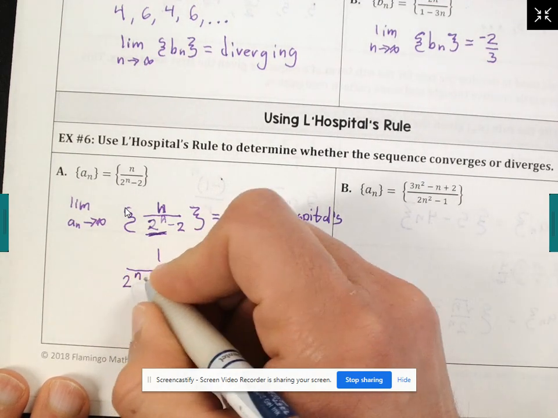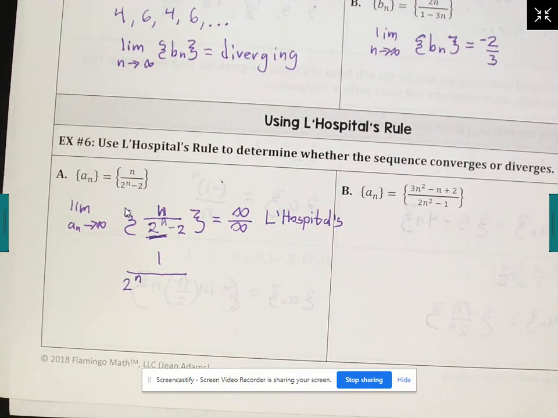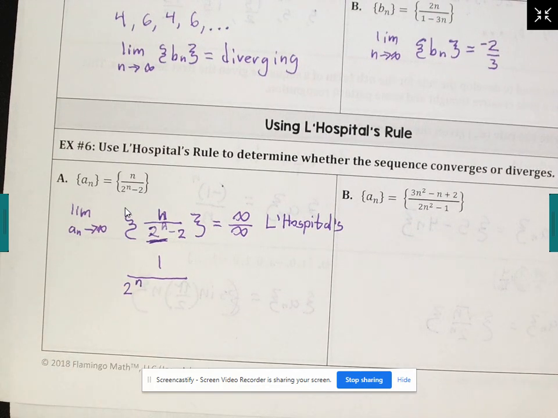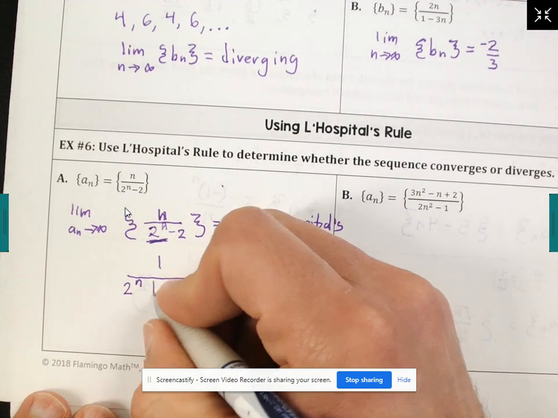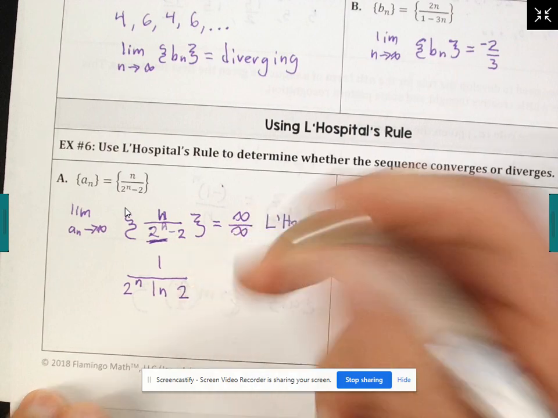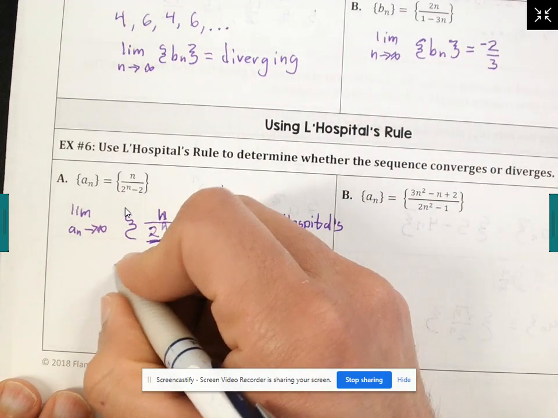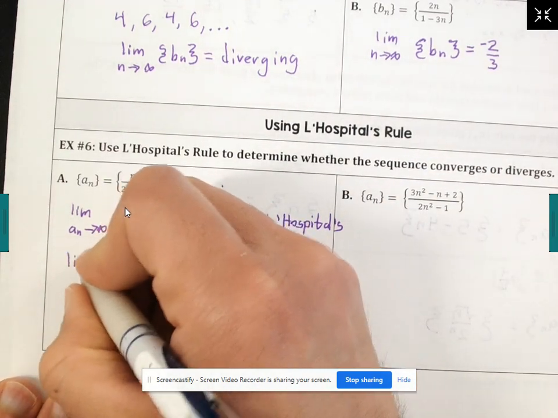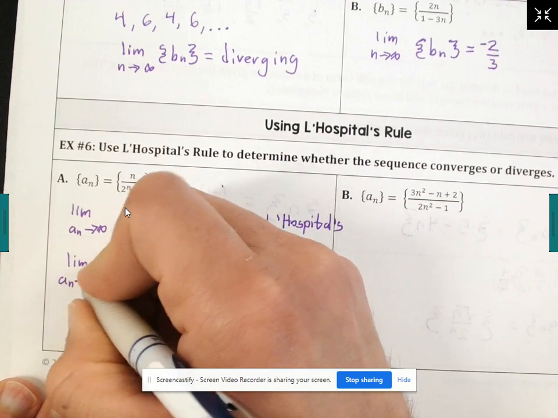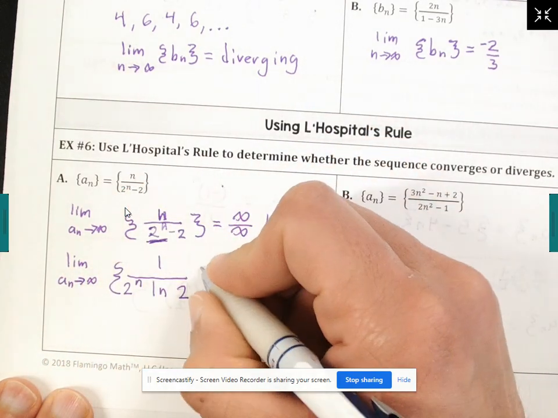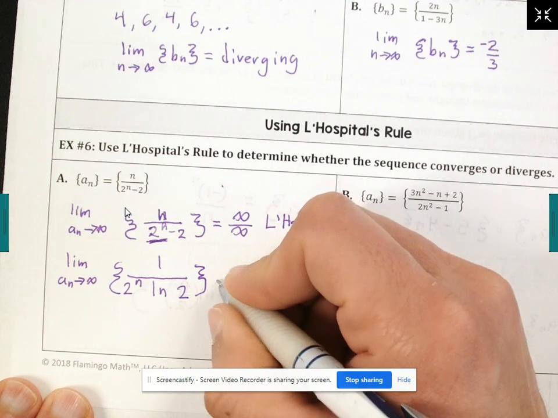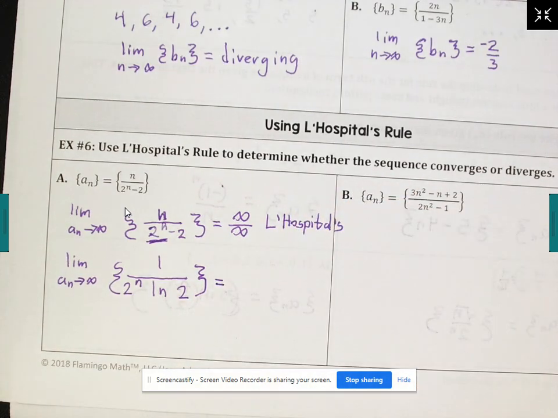It's 2 to the n. Listen, it's 2 to the n times the derivative of n. What's the derivative of n? 1 times the natural log of 2, and honestly I had to look it up. I couldn't remember. But that was from calculus AB. We just did it so very briefly that we missed it.